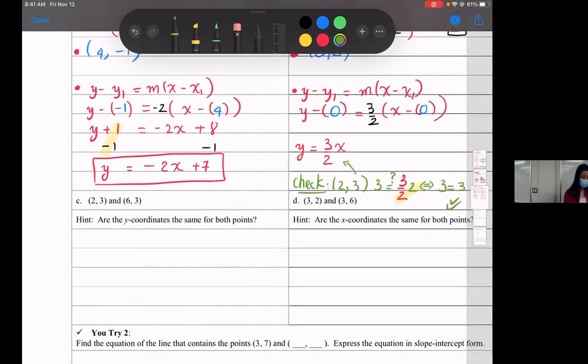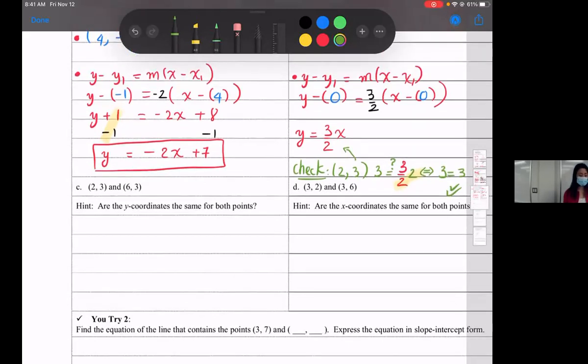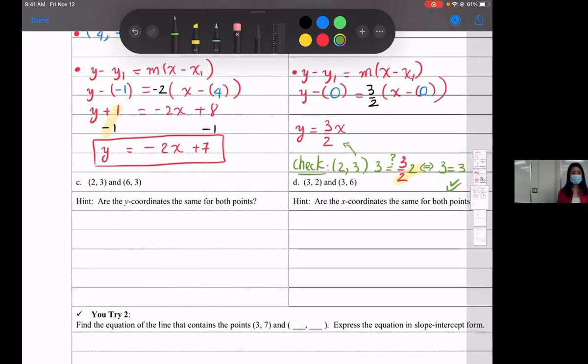C and D should both be quick. I'm not gonna show work, but you guys should be able to know. Given 2, 3 and 6, 3, the y coordinate is the same. So what kind of equation is this? You can do all the work, I'm not gonna stop you. But if someone is smart enough, yeah, it's the horizontal line, right? Look, y is the same. The only thing changed is x.